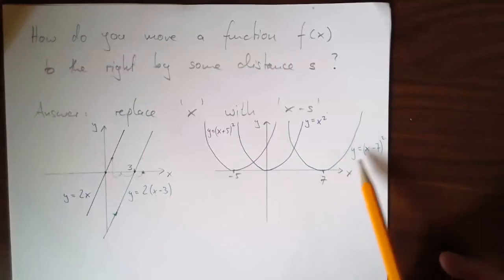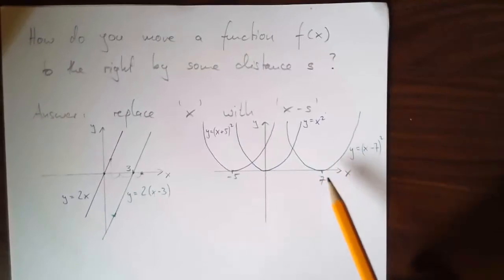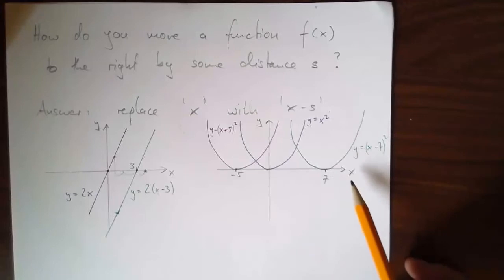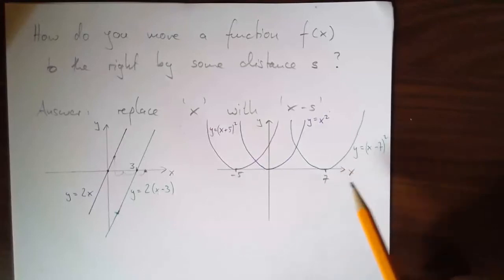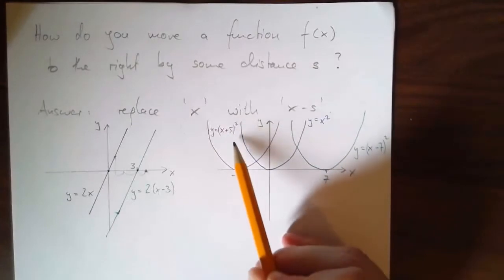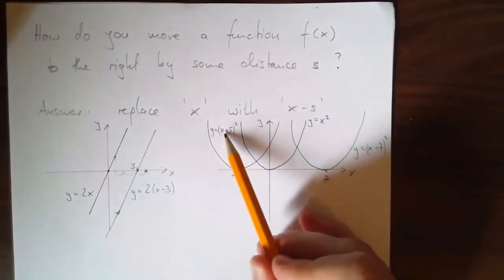If I've got x appearing 3 times, x log x plus x, well, just replace every x by x minus 7. You're going to shift the whole function to the right by 7. Right, so no matter how complicated the function is, this works. If I want to shift it to the left, it's sort of like shifting to the right by a negative number, or I just add 5.